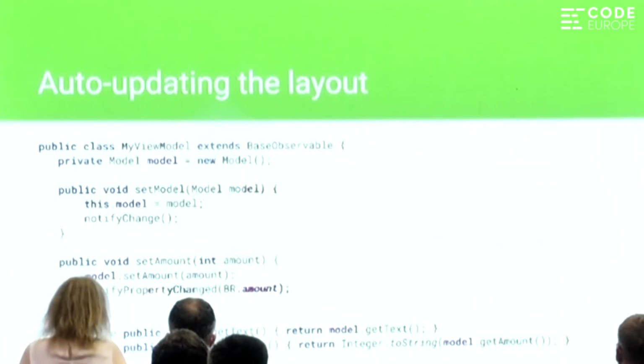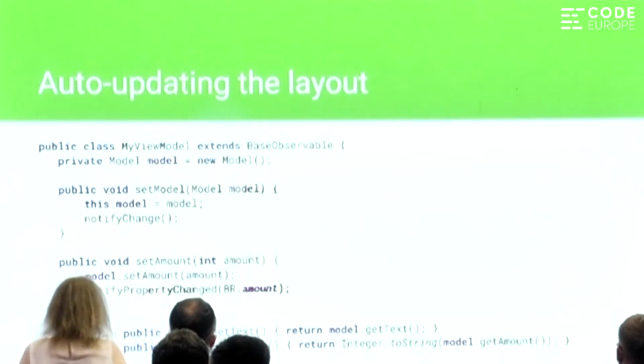If you look at setAmount, only one property is changed. So what we do not want here is that the whole layout is rebound, because there will be lots of unnecessary stuff that is updated even if the data did not change. We only want to update those bindings that use this exact property.